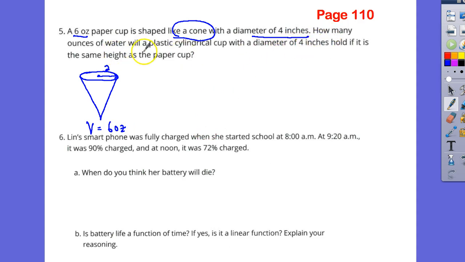How many ounces of water will a plastic cylindrical cup hold? So you have another container, but this one is in the shape of a cylinder. So let me sketch that. My cylinder is a little bit off. With a diameter of 4 inches. So the diameter is the same as the cone, so the radius of this is also 2.